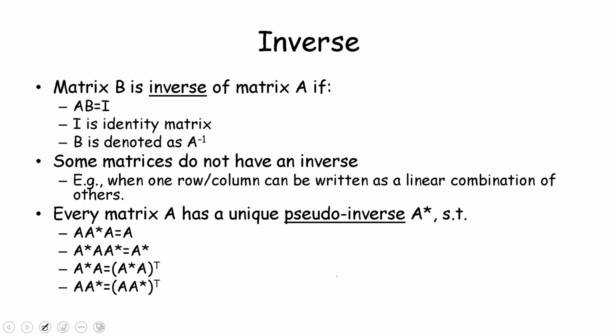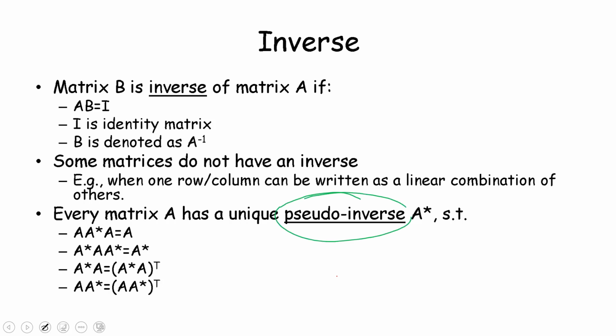Not all matrices have an inverse. For example, when one row or column of a matrix can be written as a linear combination of others, in other words, when the rows or columns are linearly dependent, that matrix would not have an inverse. There is another type of matrix called pseudo-inverse. It is kind of a fake inverse.